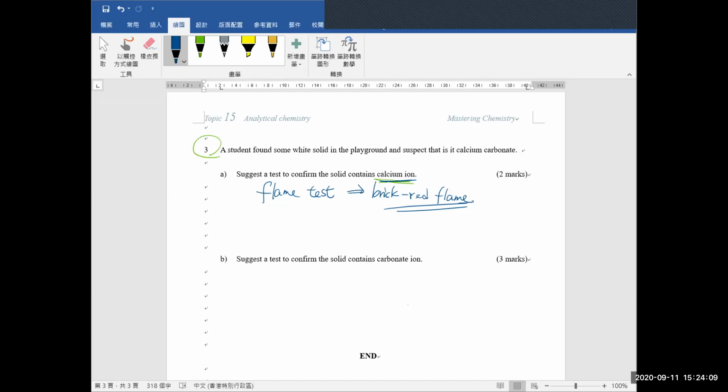To your understanding, how would you confirm the solid contains carbonate ion? First, test the solubility of the salt. If it's insoluble, then add some acid. Bubble the gas formed into lime water until in excess. At first, there will be some white precipitate. When the carbon dioxide gas is in excess, the white precipitate will redissolve. And that's how you test for the presence.